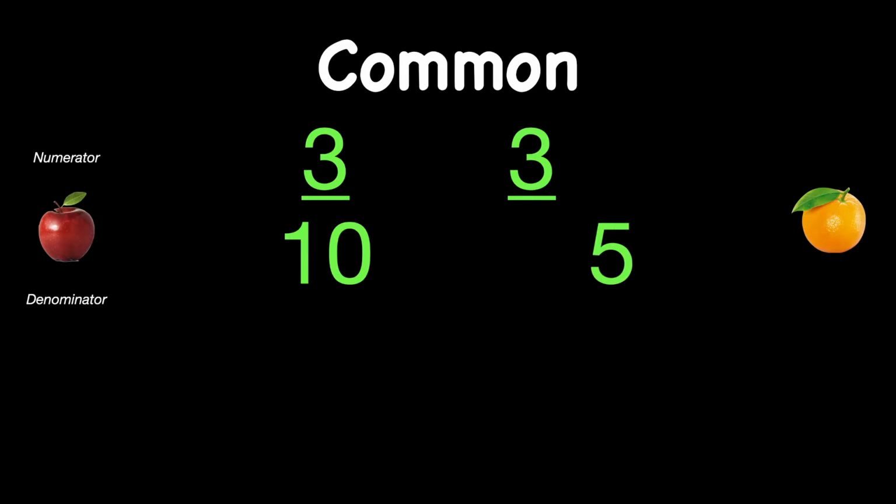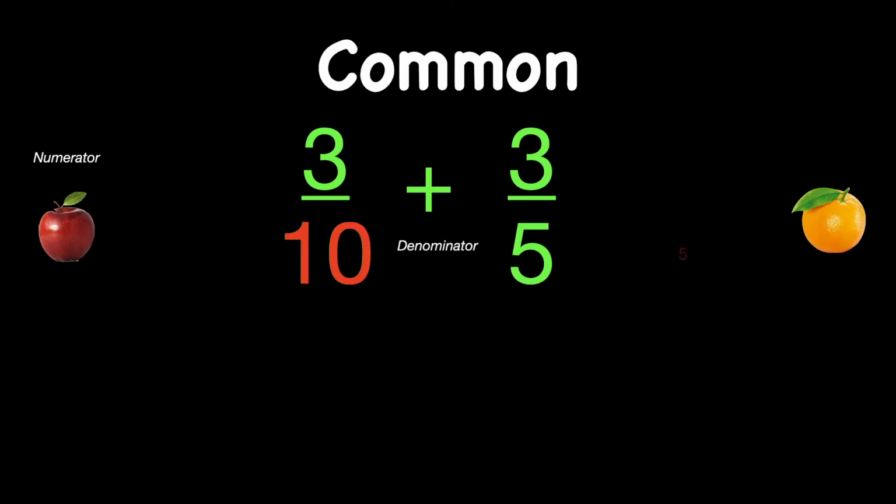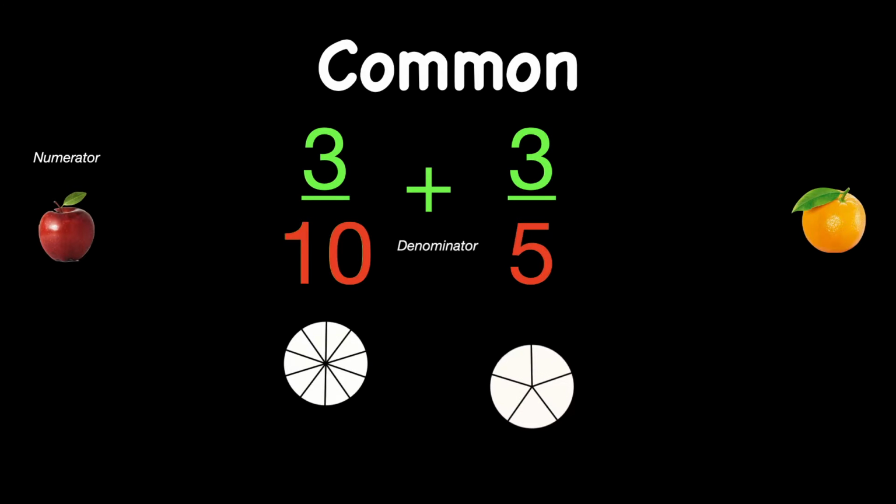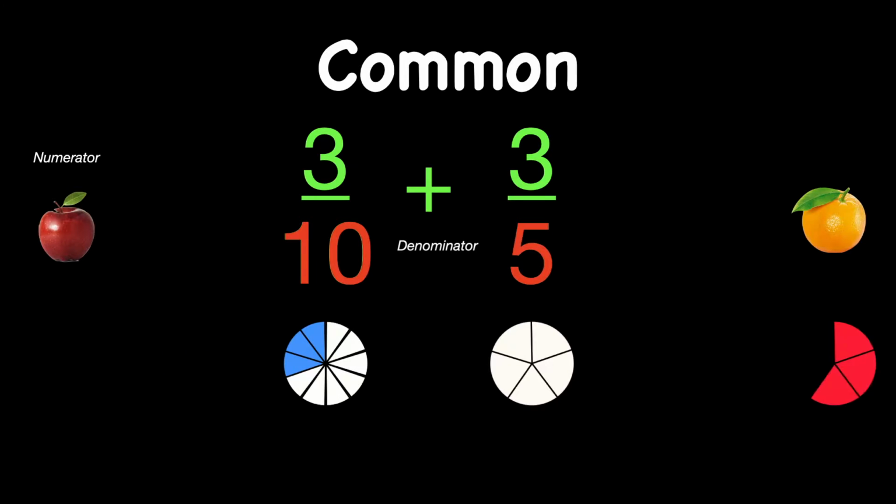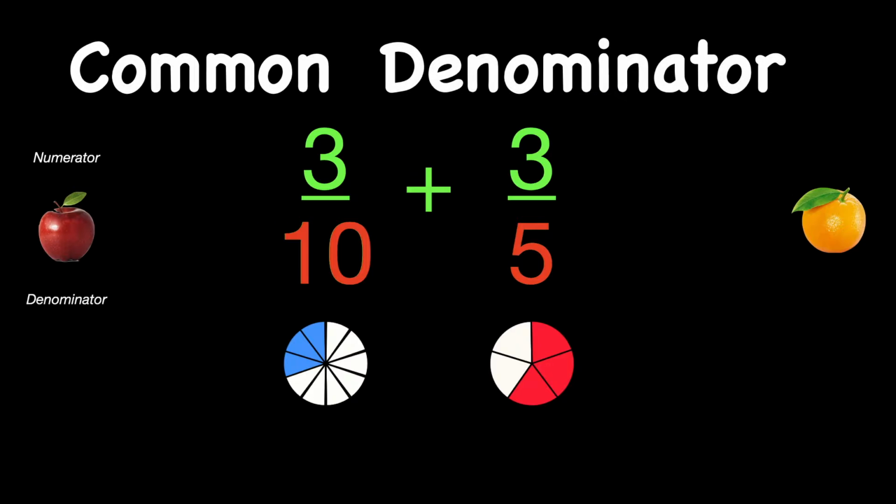So for example, our 3/10 and 3/5, our denominators are not common. They're not the same. They're kind of like apples and oranges. For example, the 10ths would look like that, and the 5ths would look like that. So they're different. They're kind of the same, but they're different, kind of like the fruit. So there's some rules for that. Our job is to find the common denominator.